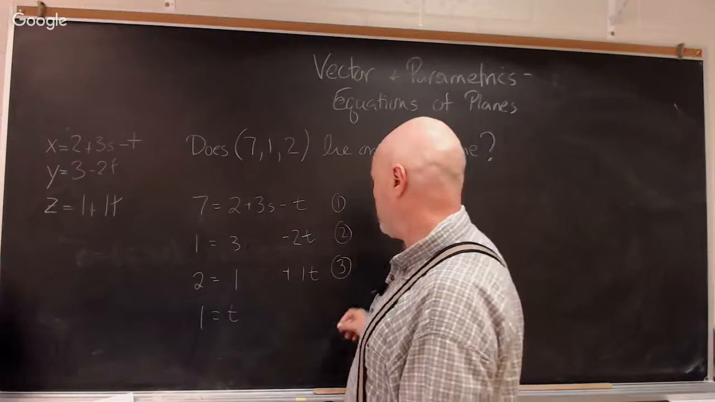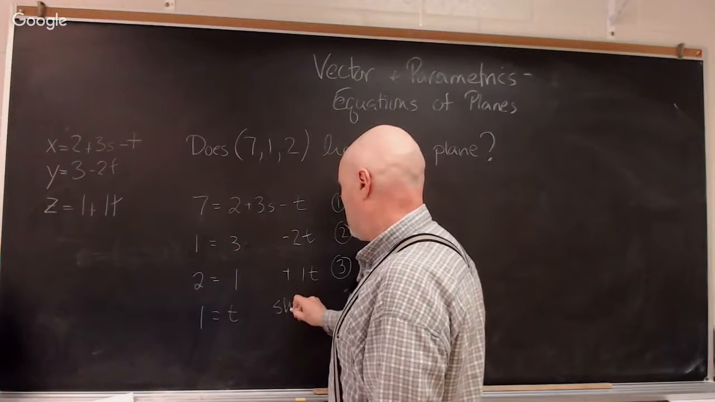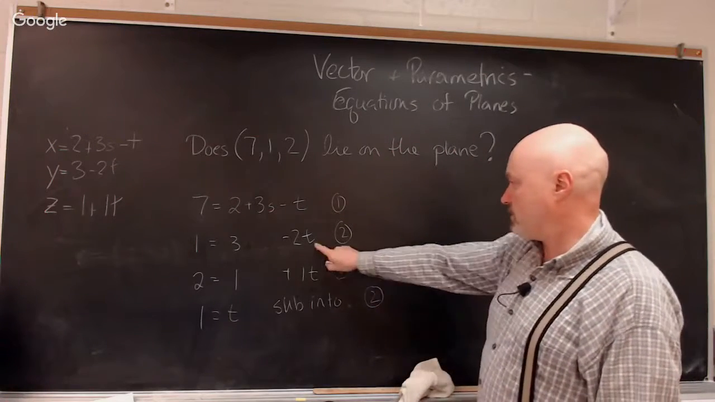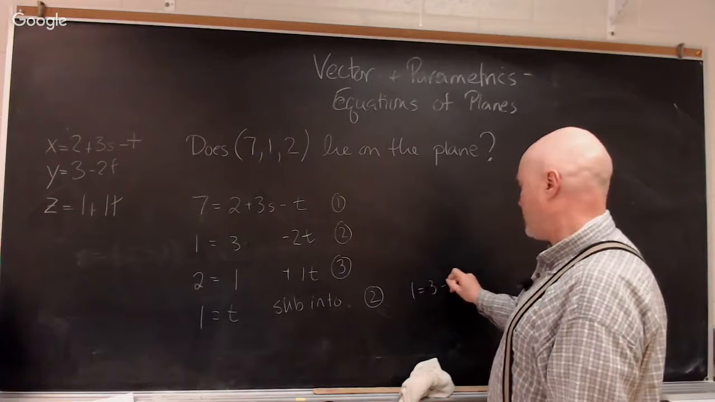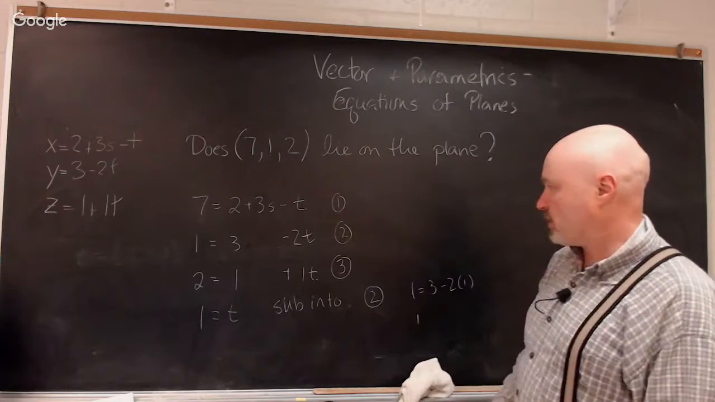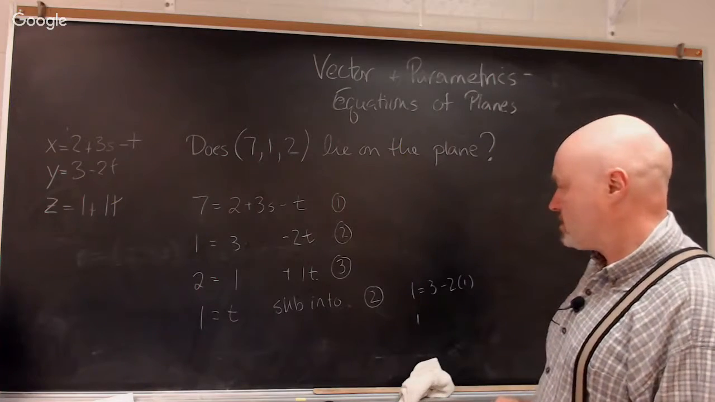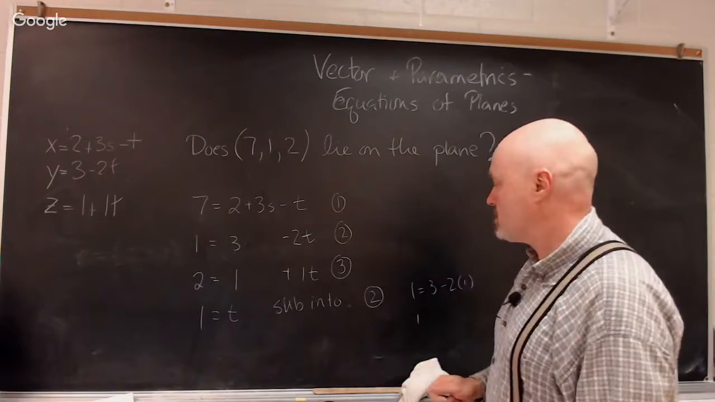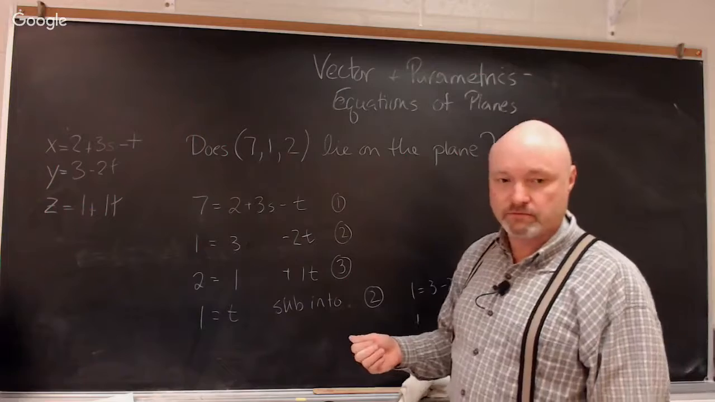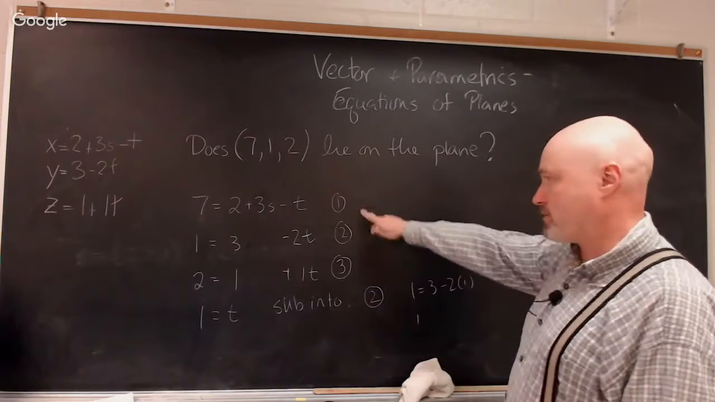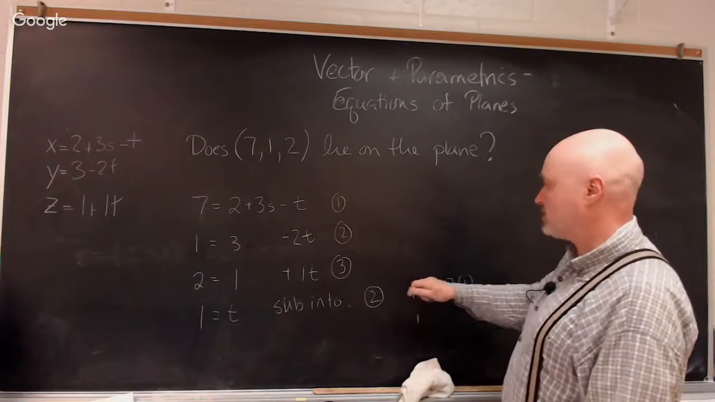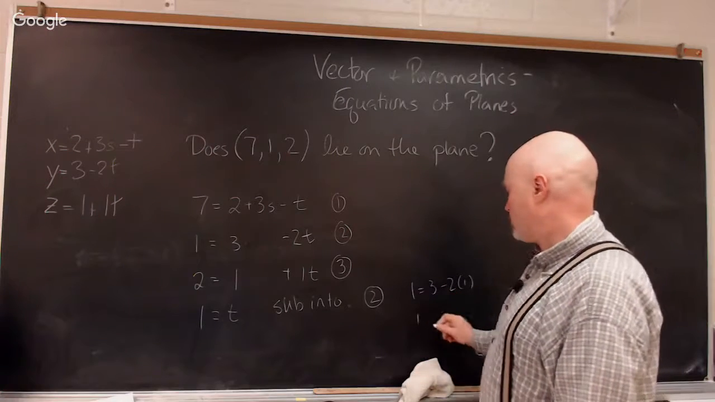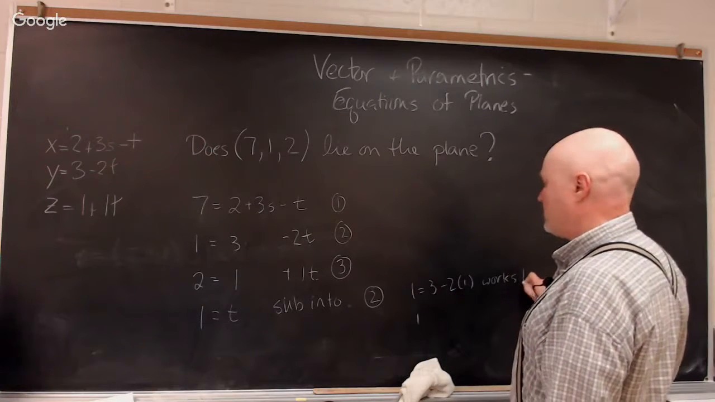And so I'm going to sub into equation 2. And I'm going to see that 1 is equal to 3 minus 2 times 1. So far that's fine. And as you can see, basically you can have any value for s here at all. And so it's going to be consistent. So this one's actually pretty easy. We can figure out our t value, and it's not going to cause any problems with any of the other equations that we have. So sub it in, it works.